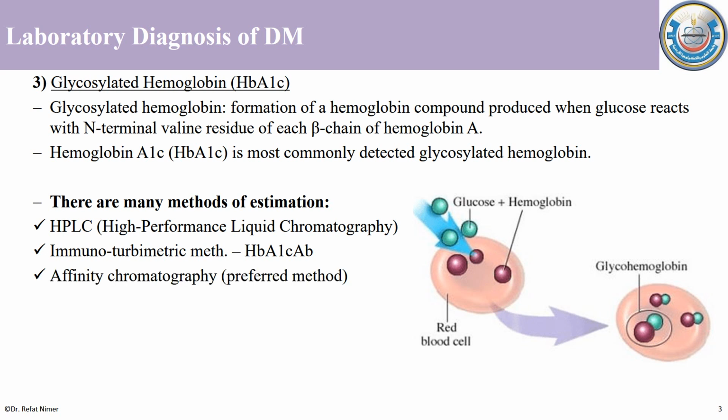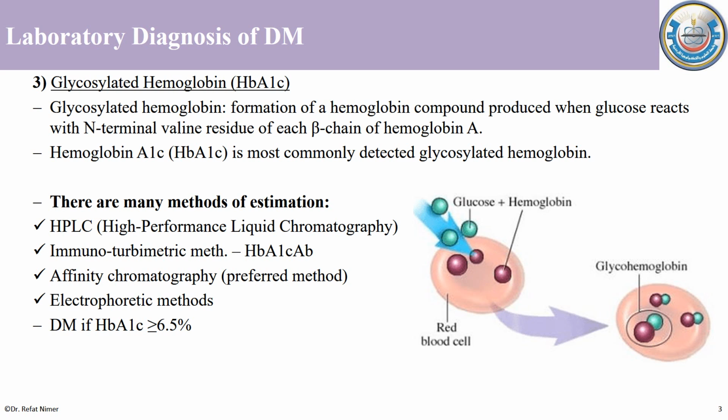The third method, affinity chromatography, is the preferred method. As you know, in affinity chromatography we use beads, and these beads bind to the glycated proteins. Specifically, these beads bind to the glucose fraction in the glycosylated hemoglobin. Also, we can separate these fractions of hemoglobin A1C by using electrophoresis.